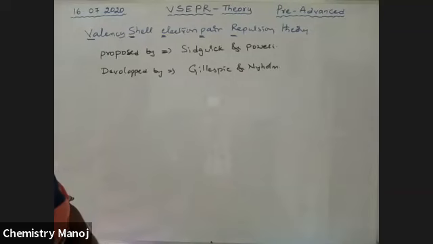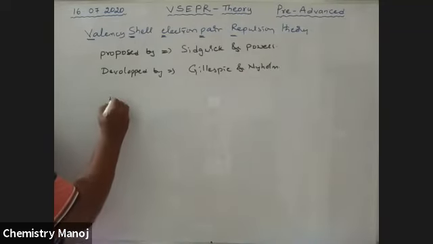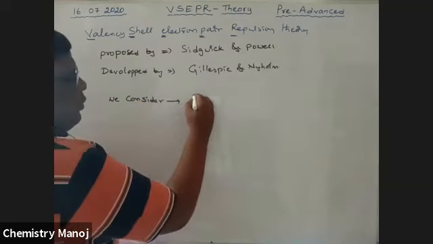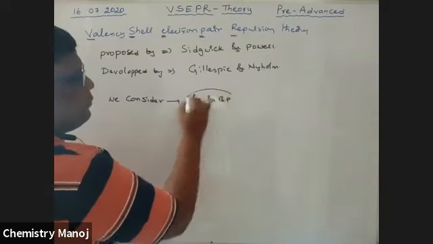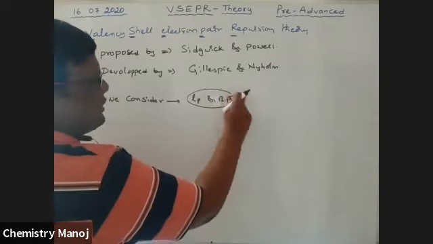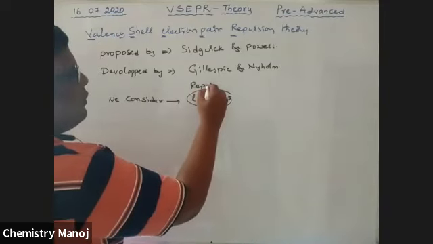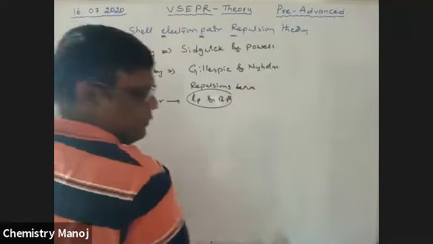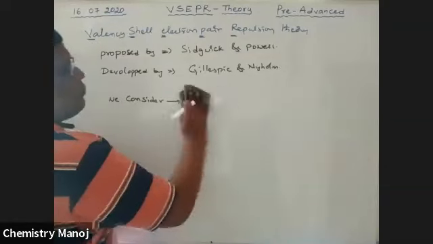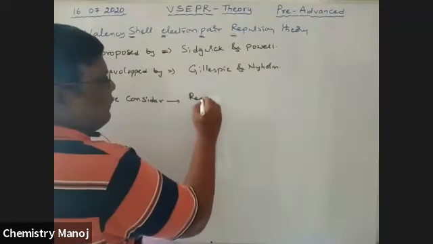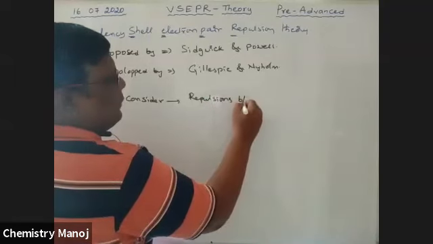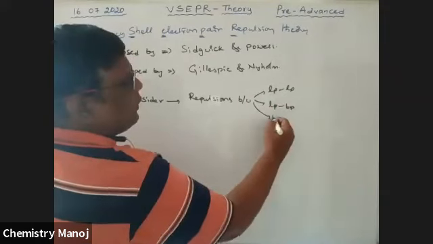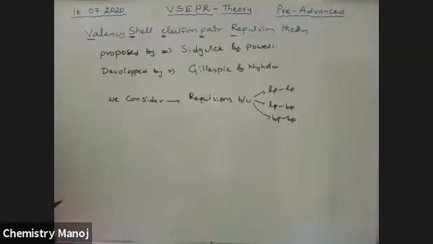Okay. So in this theory, we consider lone pairs and bond pairs only, and the repulsion between lone pair and lone pair, lone pair and bond pair, and bond pair and bond pair. There are three types of repulsions.